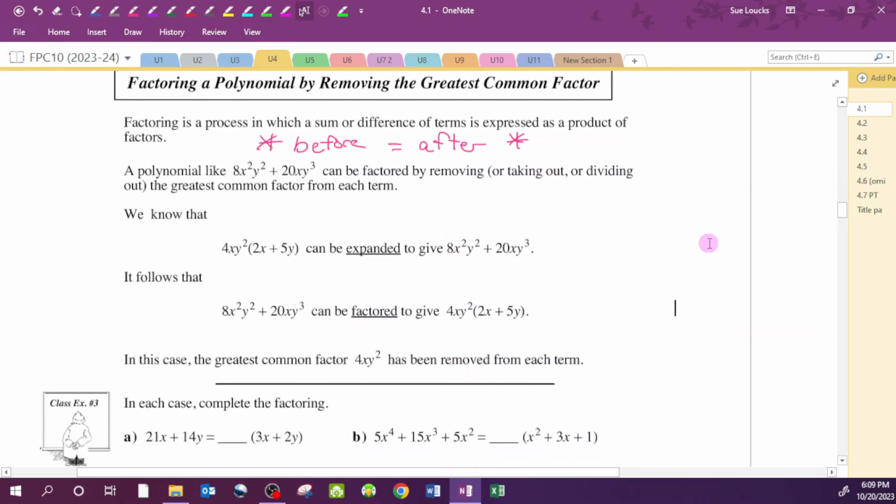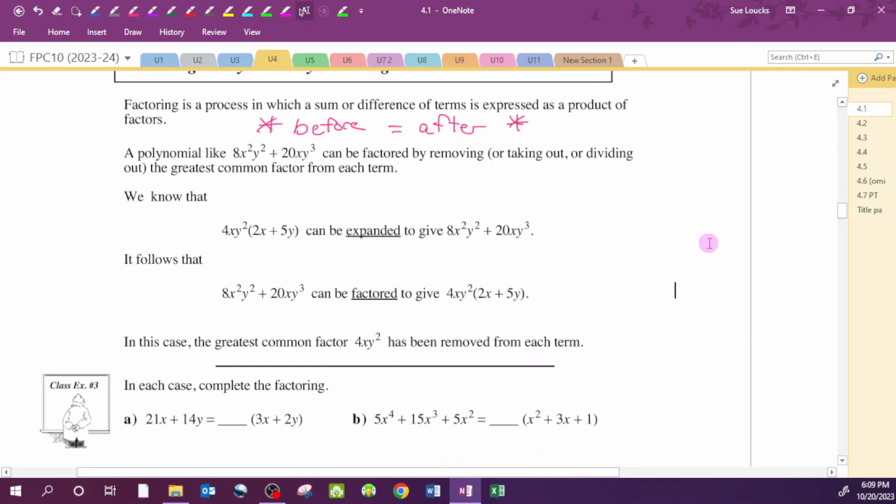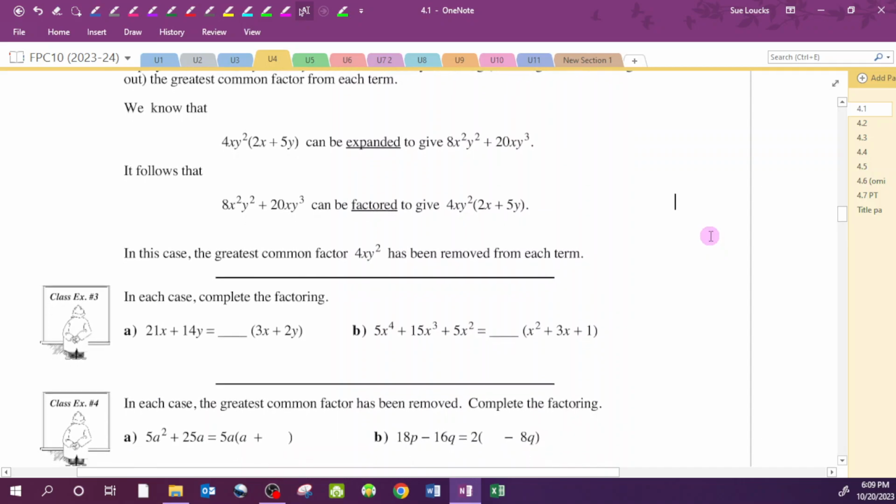So let's just work through this. Just remember, you have to include whatever you're factoring out as part of your answer. Okay, let's try this again. I look at the 21 and the 14. Those have a 7 in common, so I can factor out a 7. That's my only common factor here. And then I just check that 7 times 3x gets me 21x, and 7 times 2y gets me 14y.